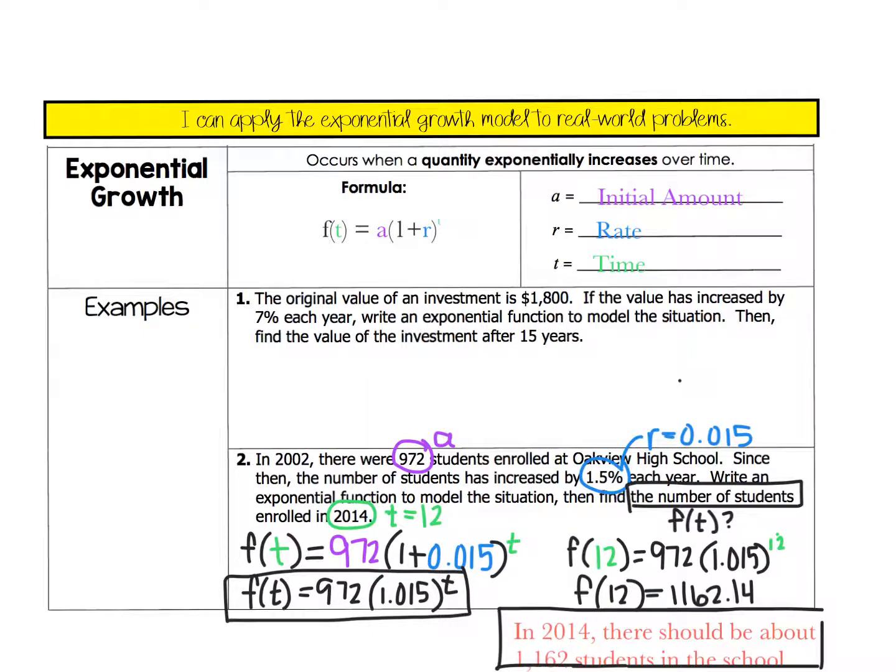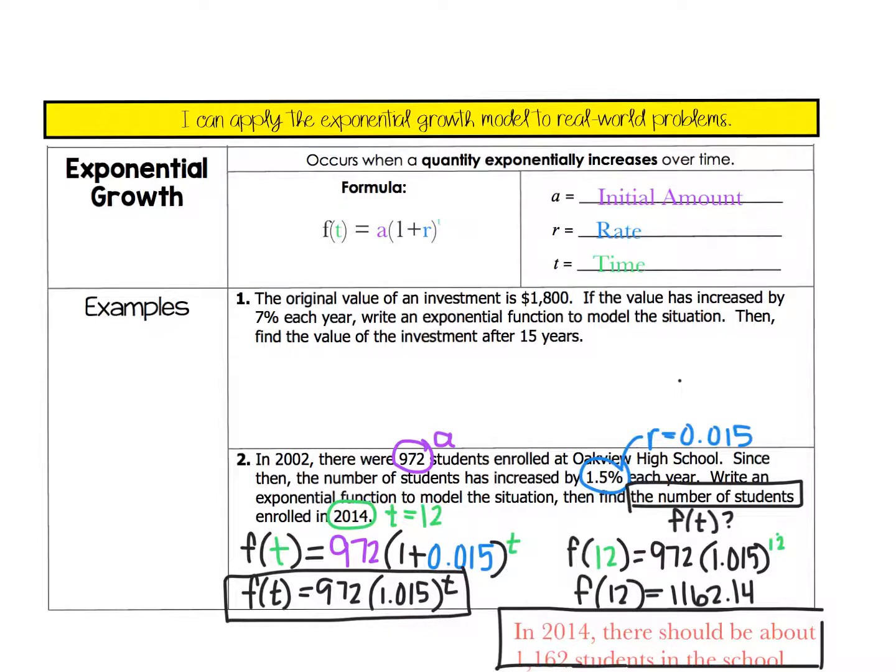All right, so hopefully you were able to come up with this function right here. So f of t equals 972 times 1.015 to the t. And hopefully we'll be able to use that function to say that in 2014, there should be about 1,162 students in the school. So if you got that, you can go ahead and move on to the exponential decay portion. If you didn't, I'll explain it now.